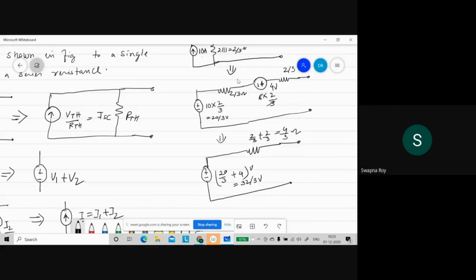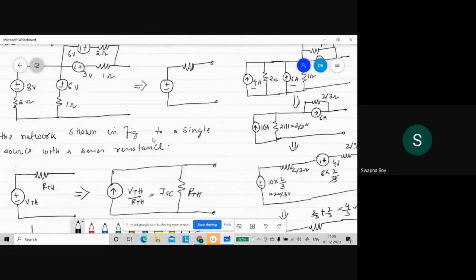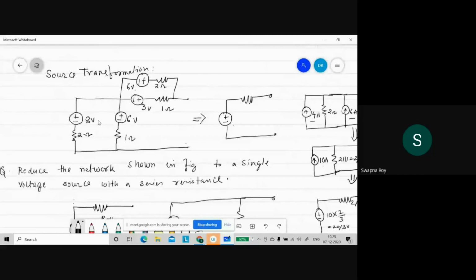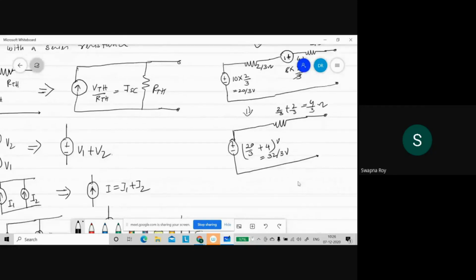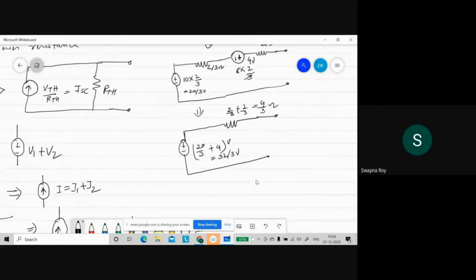Clear? So from this figure, we can see there were 4 voltage sources and 4 resistances. Now, the question was to reduce the network shown in the figure to a single voltage source with a series resistance. So in this figure, we can see a single voltage source and a series resistance. Okay? Clear? Yes, ma'am. Okay.